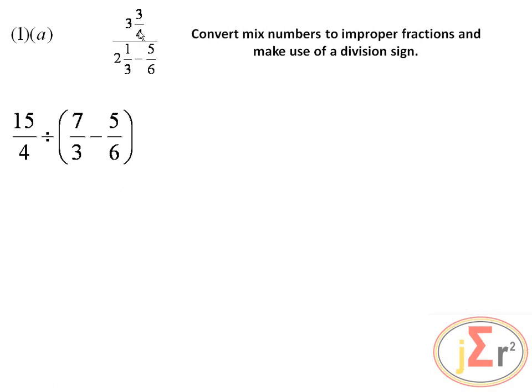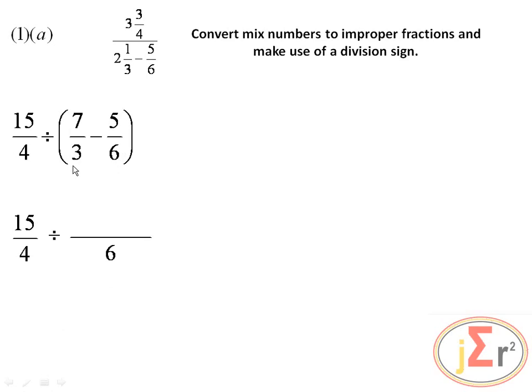So 4 3s 12 plus 3 is 15, so we have 15 over 4. We have 3 2s 6 plus 1, so we have 7 over 3. And of course, this is not a mixed number, it goes back exactly as it is. That will also go back as it is, and we are going to find a common denominator, that is the smallest number that 3 and 6 can go into without leaving a remainder.